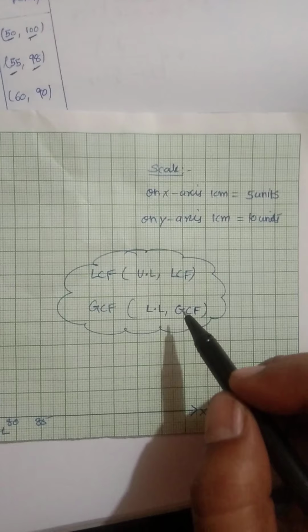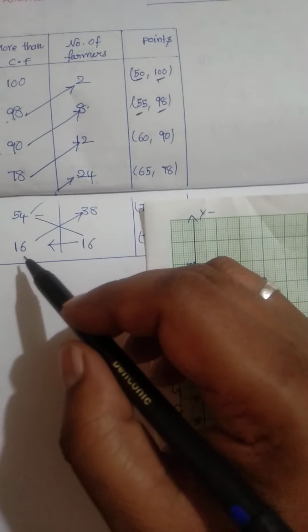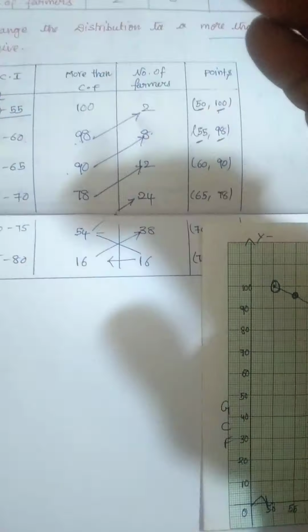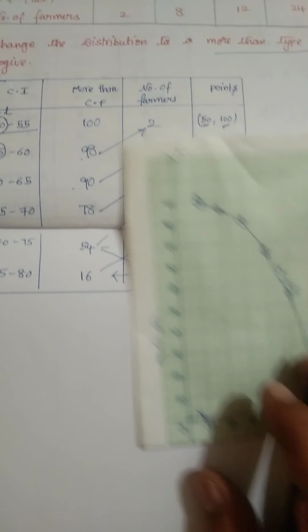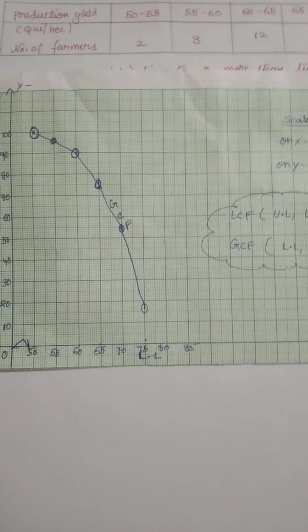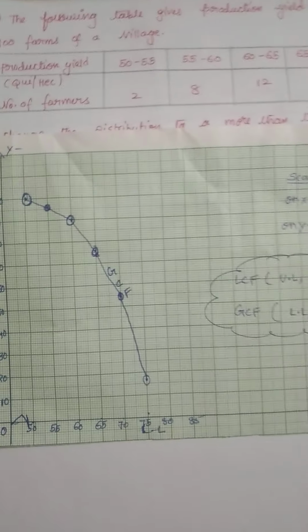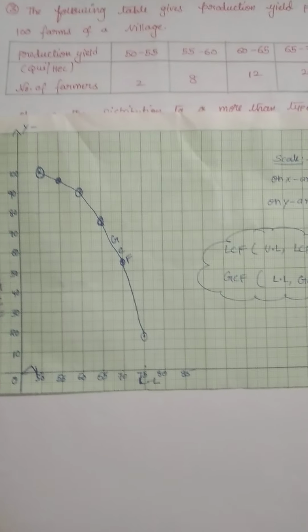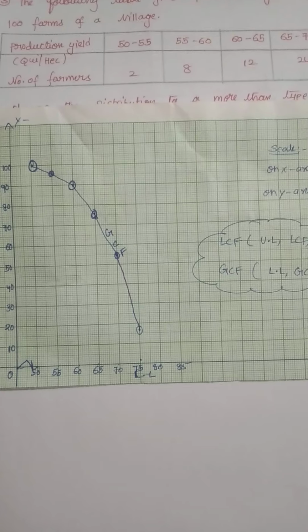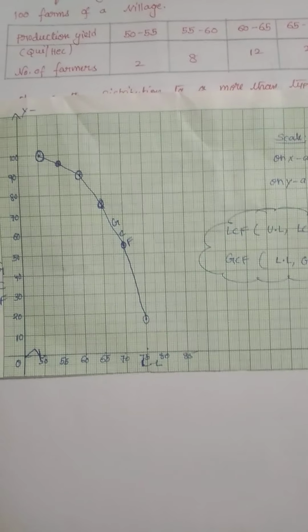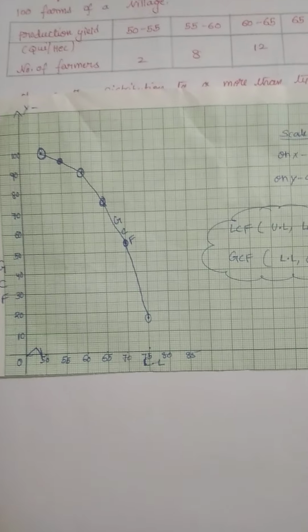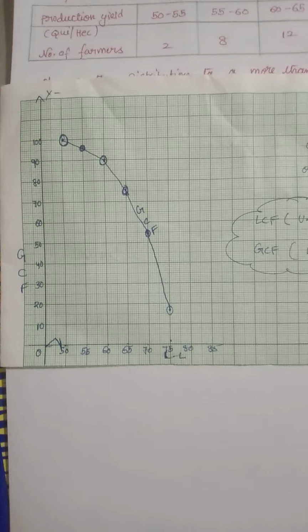Okay, so when we are constructing GCF, we have to go from bottom to top, whereas when we are constructing the less than cumulative frequency curve, we have to move from top to bottom. So these are the two important points you have to remember when constructing the less than and greater than cumulative frequency curves. So children, I hope you understood how to construct ogives. Ogives are of two types, less than cumulative frequency ogive and greater than ogive, as we have constructed in the graphs.